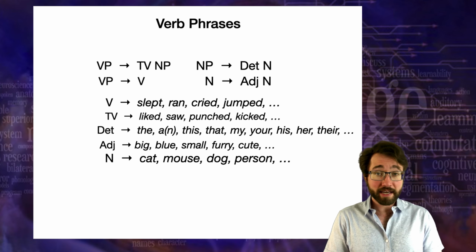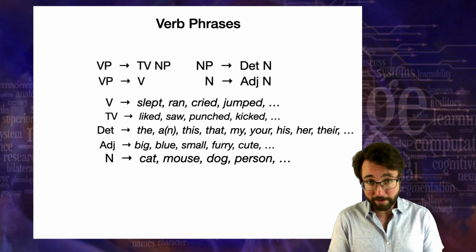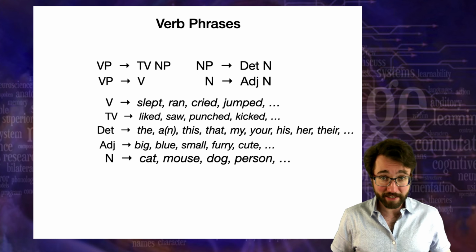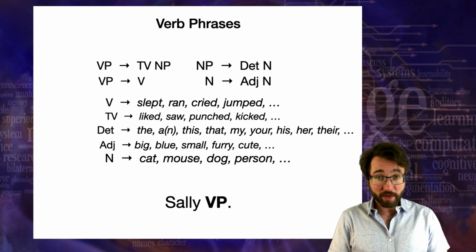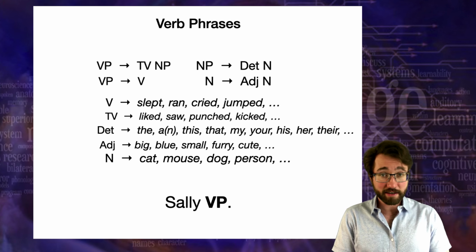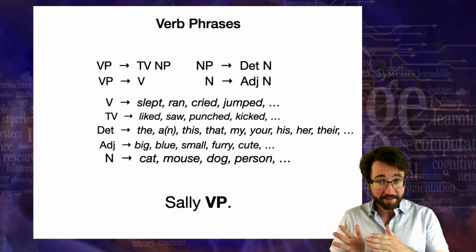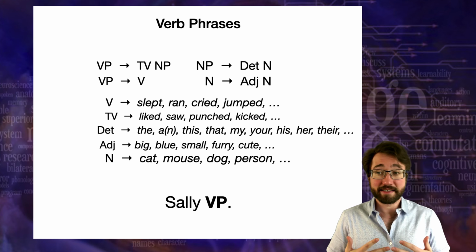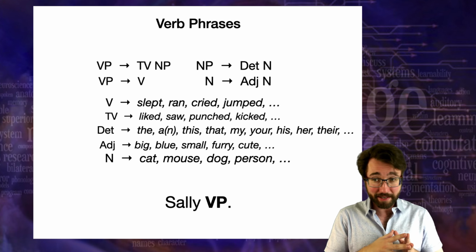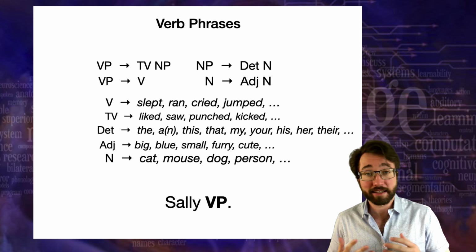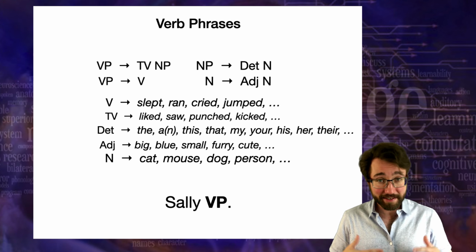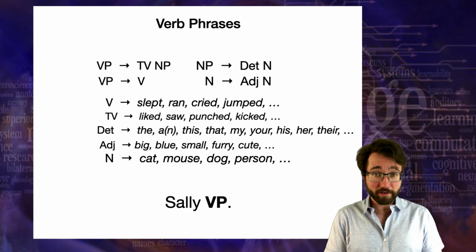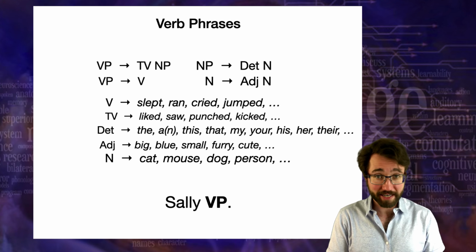So now we can add our verb phrase rules to our noun phrase rules, and we have a more complete set of rules describing the syntax of English. In fact, we can now conclude that all the sentences of this form are grammatical. So we have Sally and then any VP. Now what's a VP? Let's say a VP consists of a TV followed by an NP, and let's say the TV is liked, and the NP is the cat. So then you would get Sally liked the cat. So anything in the syntactic category VP can go in this context to form a grammatical sentence in English.